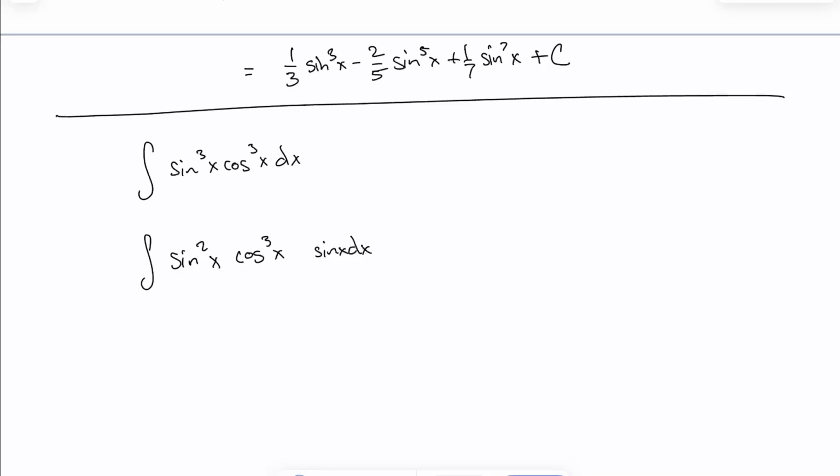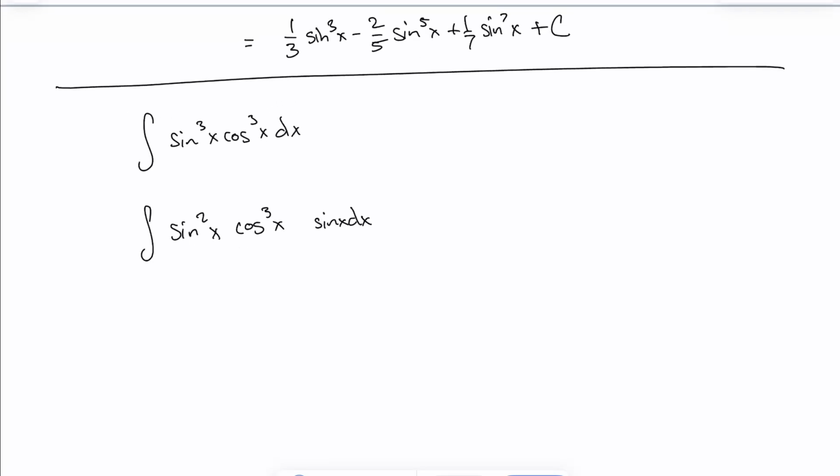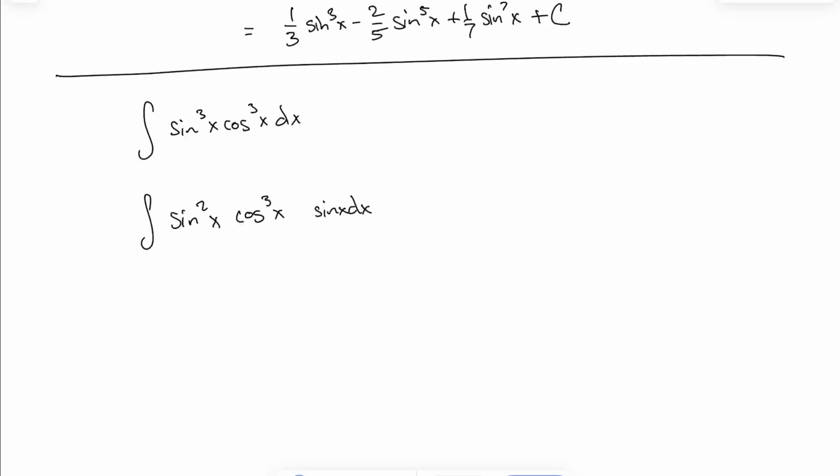Everybody's looking good. Let's just do this one. I think that'll probably do us for today. So we save one sine x, and then in the rest of it, I'm going to write sine squared x as 1 minus cosine squared x. Like so. And then my substitution is u equals cosine x.